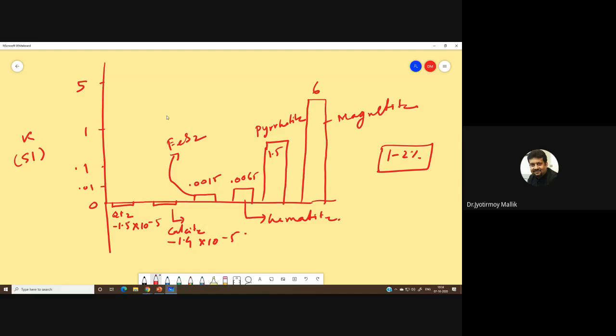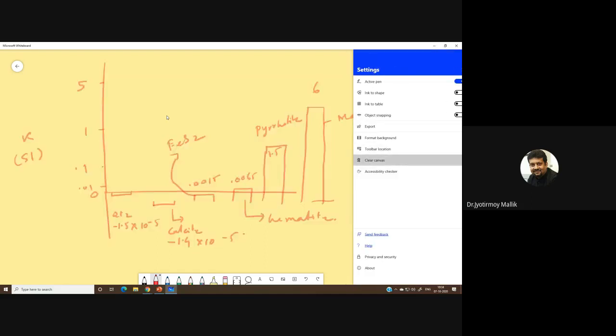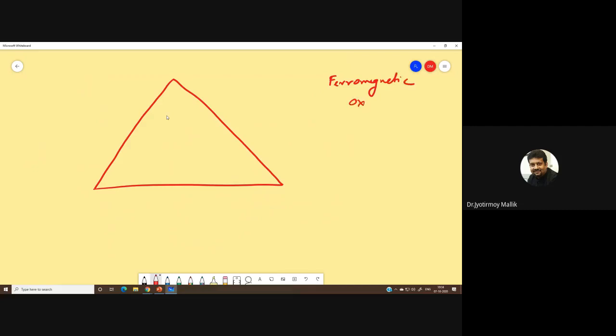Now, there is a very famous ternary diagram that you have to remember by yourself, because this defines most of the ferromagnetic oxides that we find in nature. I don't know if you have read this diagram as yet, but nevertheless, I will take you through it.